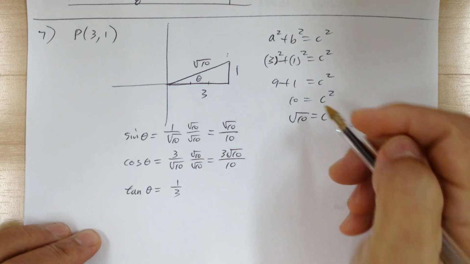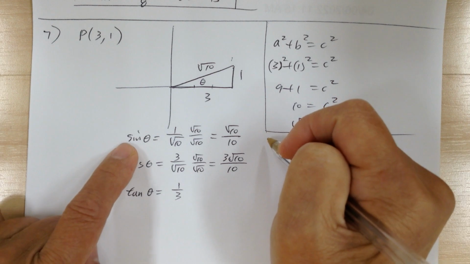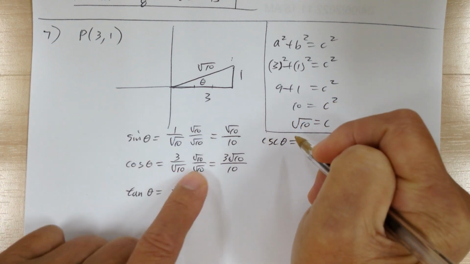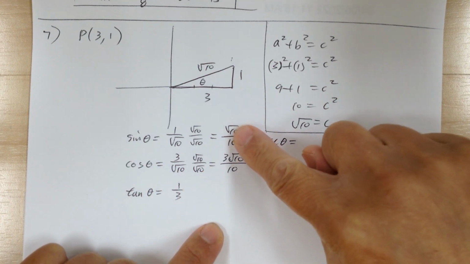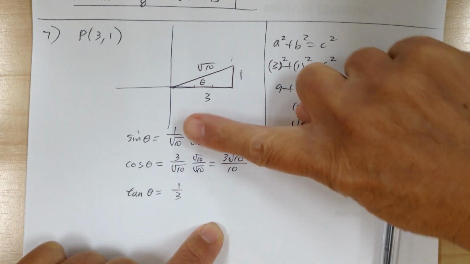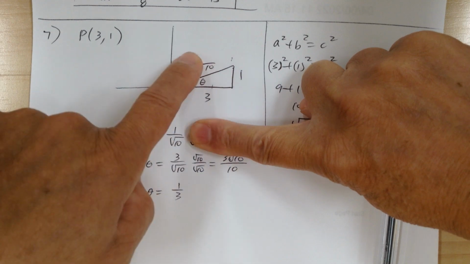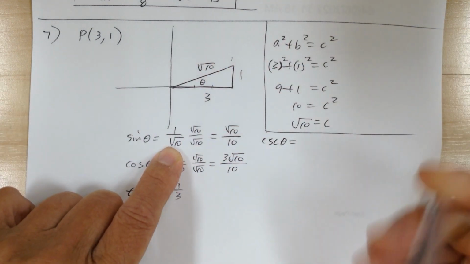Okay. So once you do that, you can go and do the secondary functions. So sine goes along with the cosecant. So cosecant of theta. Now what you want to do is, you don't want to flip this one over. If you flip this one over, you have to do the simplifying anyway. So flip this one over, right? This is your original, right? Original is opposite over hypotenuse. So when you flip this over, it will be square root of 10 over 1.